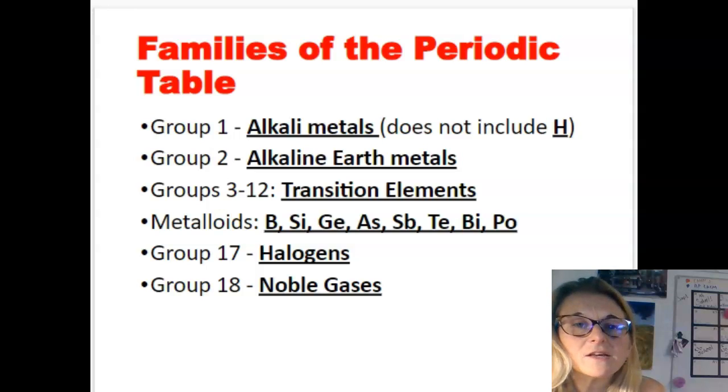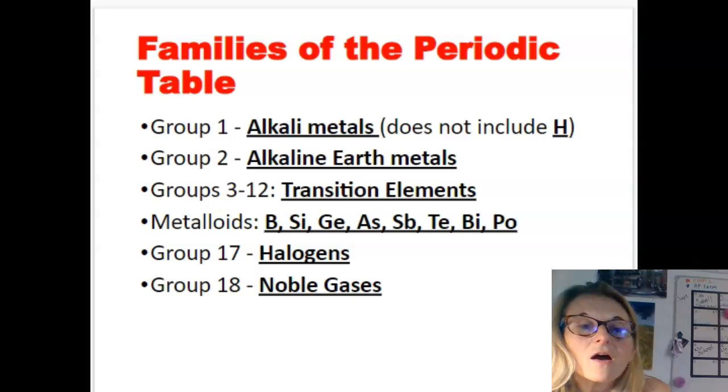Here are the families of the periodic table. So families are based on those columns, and in the first column, or group 1, we have alkali metals. This does not include hydrogen. Hydrogen is all by itself. Group 2, or the second column, are the alkaline earth metals. Groups 3 through 12, also known as the D block, are transition elements.